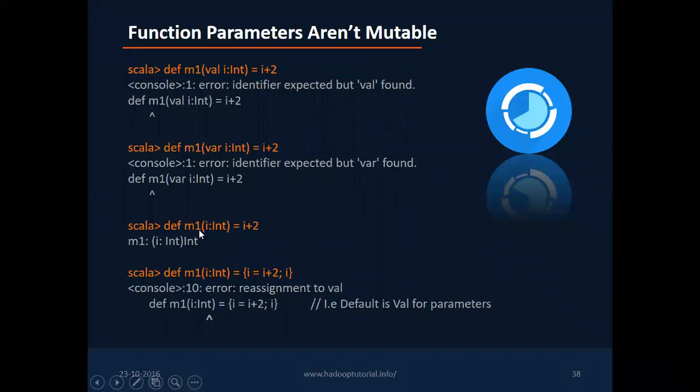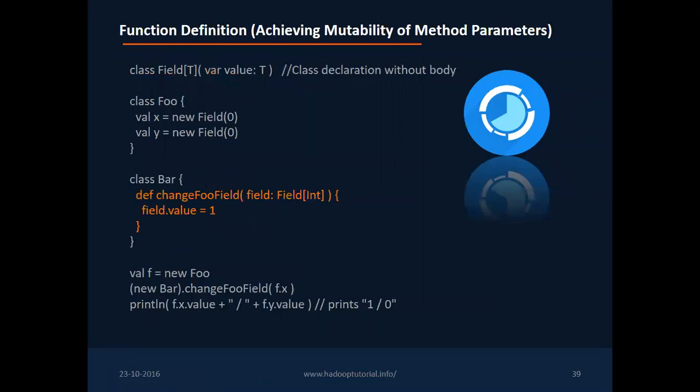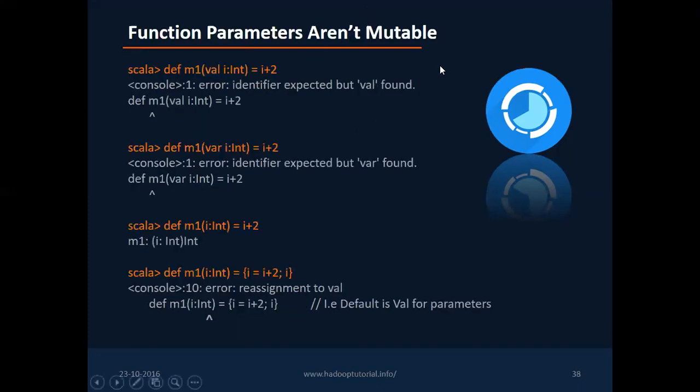Here you can see def m1(i: Int) = i + 2. This doesn't mean i = i + 2; you are returning i + 2. Obviously fine, no error message. But if I am passing an integer value to i, and in the same function I do i = i + 2 and return i, then that throws an error message. So your method parameters are unchangeable, or immutable. Function parameters are not mutable.